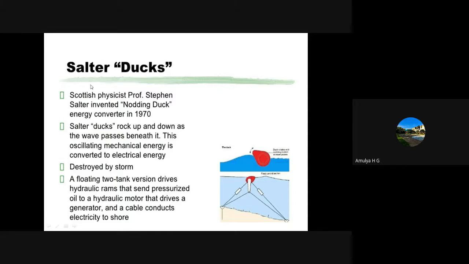Next, one more device is the Salter duck system. This device looks like the shape of a duck egg, which is why we call it the Salter duck system. It was invented by a scientist named Stephen Salter in the year 1970. The Salter duck moves upward as well as downward as the wave passes beneath it. This oscillating mechanical energy is converted into electrical energy. But this is highly delicate in nature. If high storms approach the device, it will be completely destroyed.